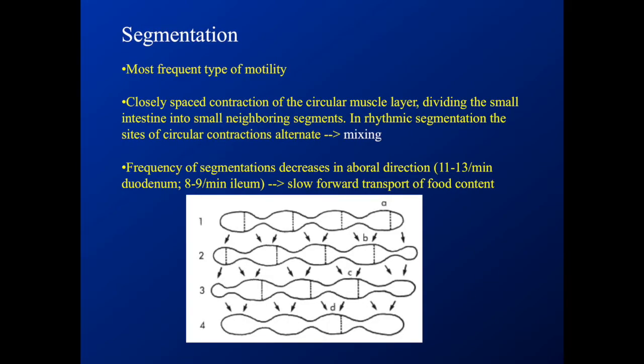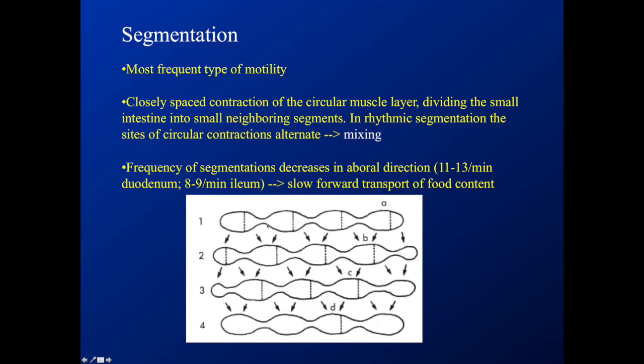So segmentation is the most frequent type of motility, and these are closely spaced contractions that happen in rhythmic patterns that are responsible for mixing. The frequency of these contractions depends on the location in the gastrointestinal tract, it being more rapid in the duodenum and less so in the ileum, about 11 to 13 per minute in the duodenum and about 9 to 11 in the ileum. And how these work is shown in this diagram here.